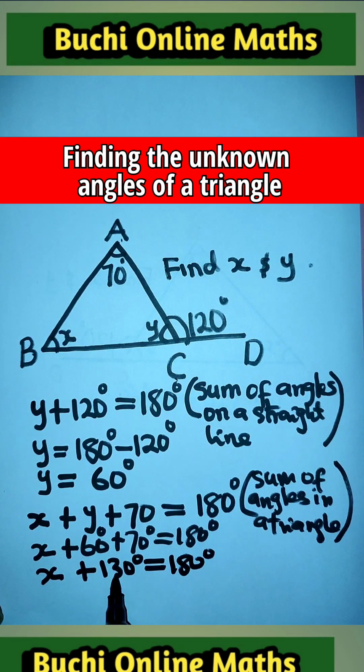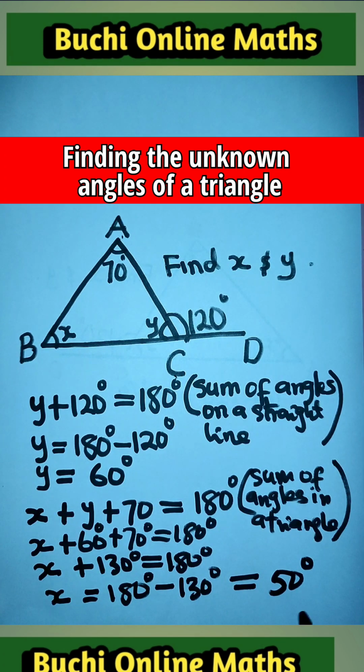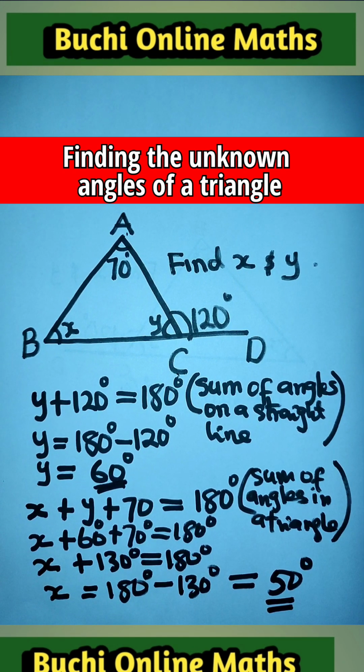equals 180 degrees. So moving 130 to the right hand side, we change it to minus 130. So we have 180 degrees minus 130 degrees, and this will give us 50 degrees. That means the value of X is 50 degrees, while the value of Y is 60 degrees. And this is the solution to this problem.